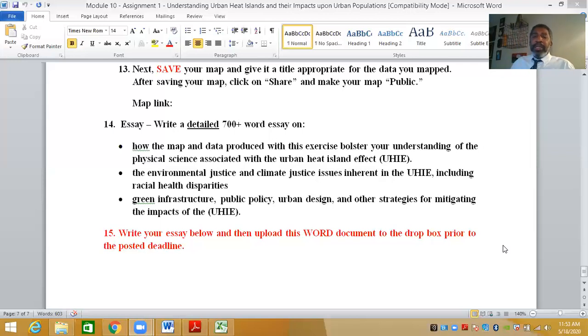Then, of course, when we get to the last part of your essay, what about strategies for mitigation? What about policy, public policy, urban design, green infrastructure? How can cities lower their temperatures and mitigate the negative effects and externalities associated with the urban heat island effect?